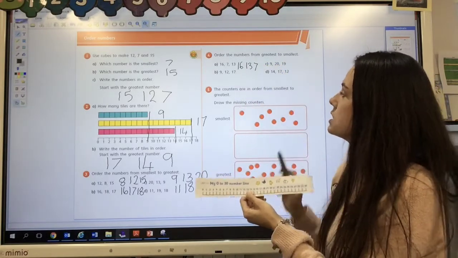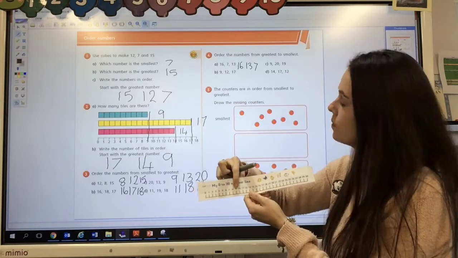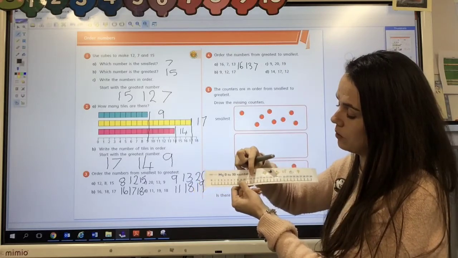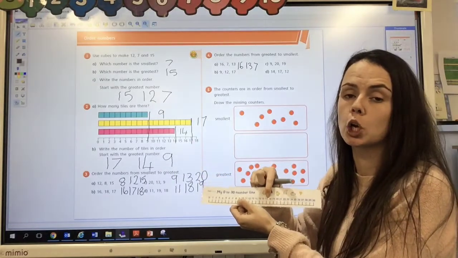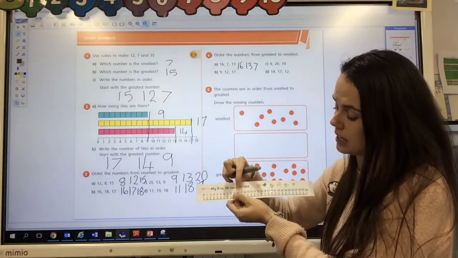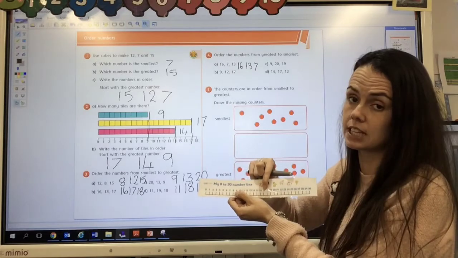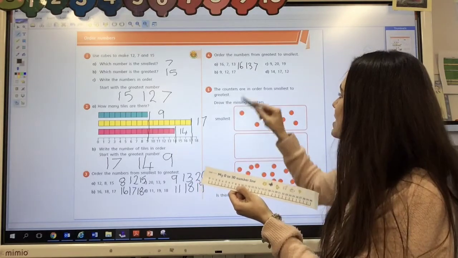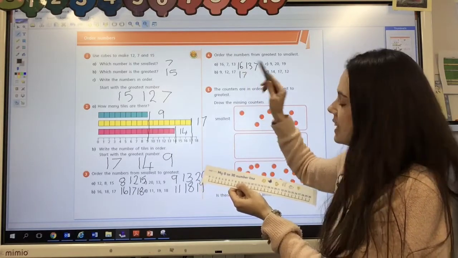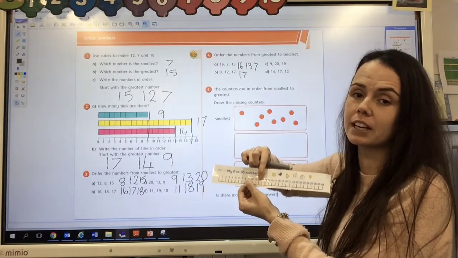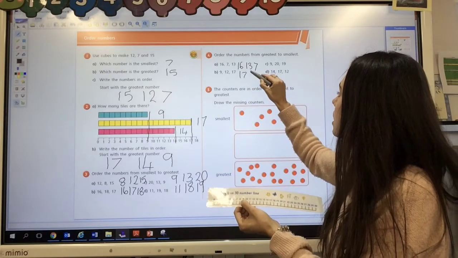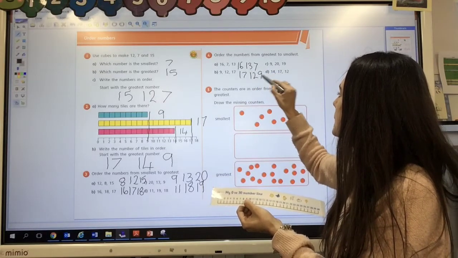Let's look at this one. So this one is 9, 12 and 17. Which number is closest to me? 9, 12 or 17? 17, well done. And then we've got 9 or 12. Which one comes closest to me again? 12, which means 9 is our least, so 12 and 9.